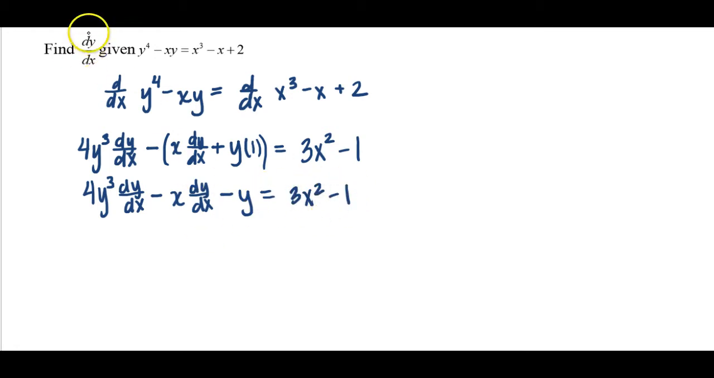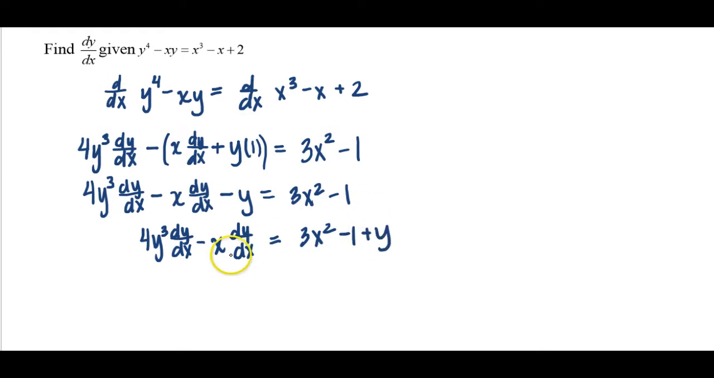And now we are trying to find dy dx, so in order to isolate dy dx, I'm going to need to get all the terms with dy dx on one side of the equation, and then all the terms without dy dx to the other side. So I'm going to need to add this y to the other side. So we have 4y cubed dy dx minus x dy dx, and then equals 3x squared minus 1 plus y.